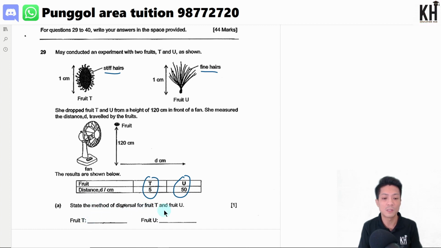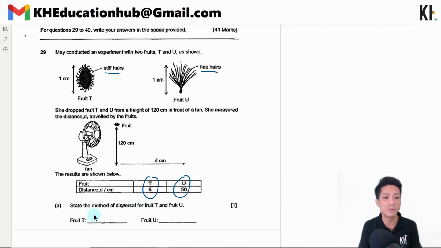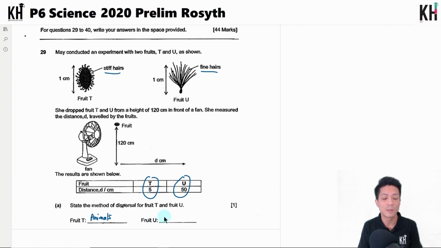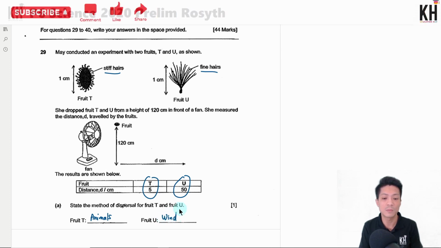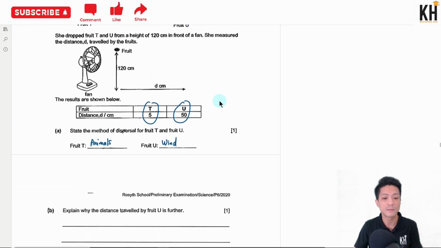The method of dispersal for fruit T and U. Fruit T is probably dispersed by animals, because of the stiff hair which can hook onto the fur of animals, like how your Velcro works. And fruit U is probably dispersed by wind, because of the fine hair, and the seed over here looks like it's tiny and lightweight.